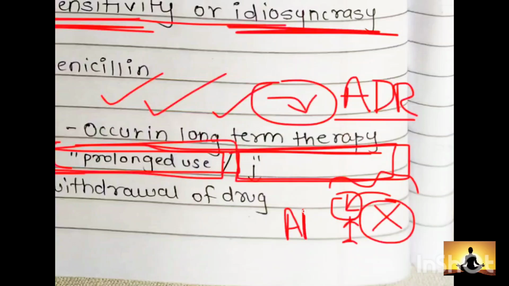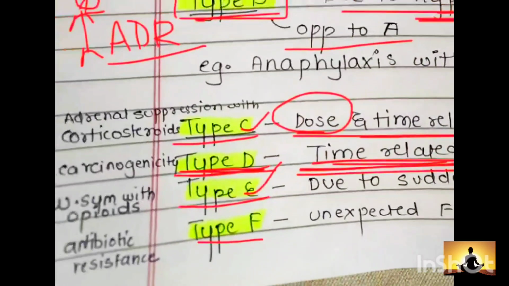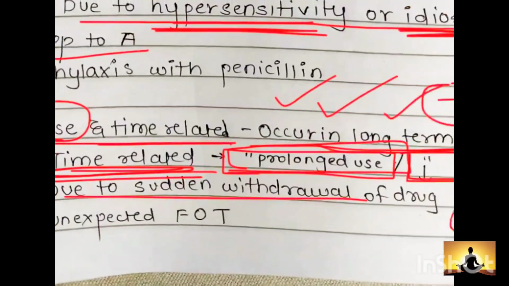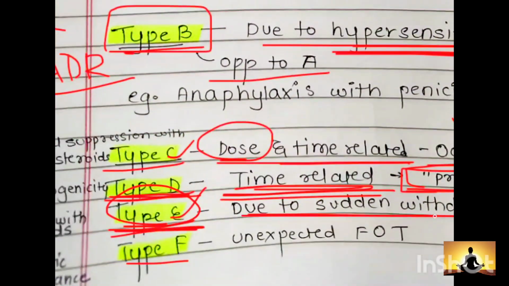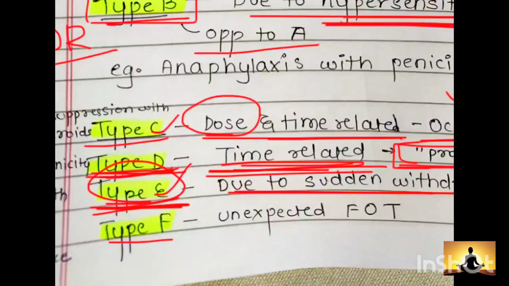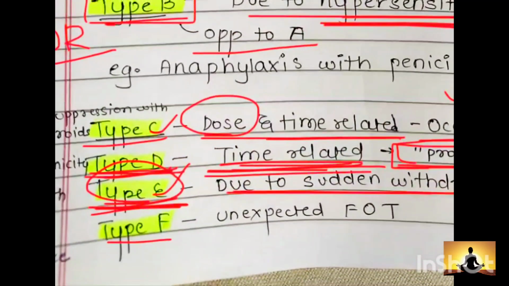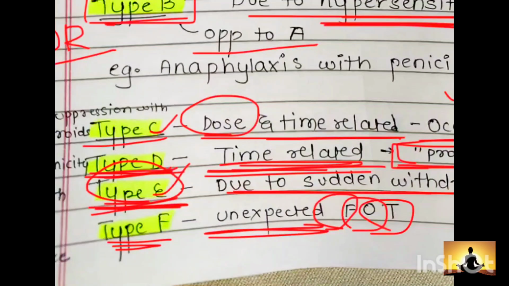So the adverse drug reactions which are seen then come under E, that is end of use, which is due to sudden withdrawal of a drug. D is time related, prolonged use and also sudden withdrawal of the drug, and C just occurs due to long term therapy. F is unexpected failure of therapy.